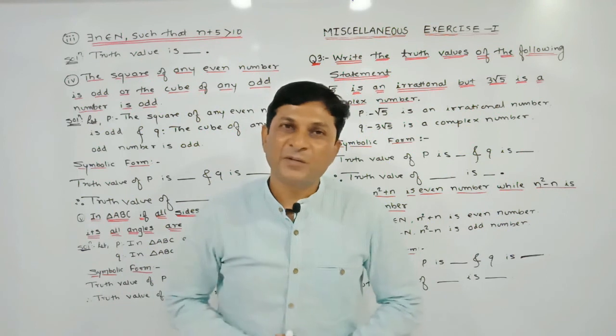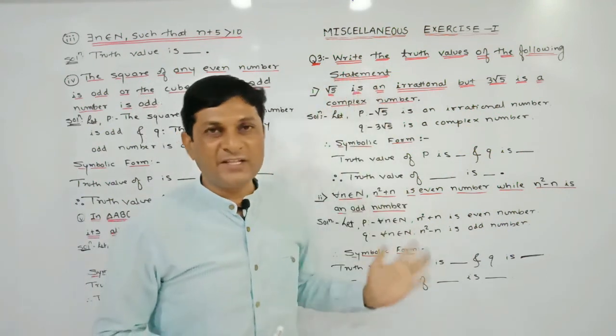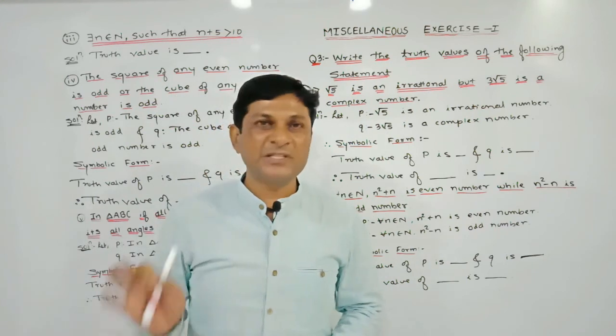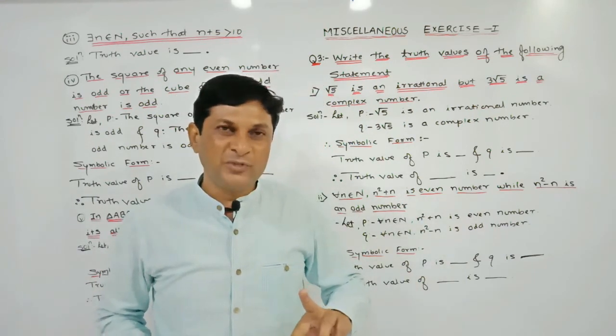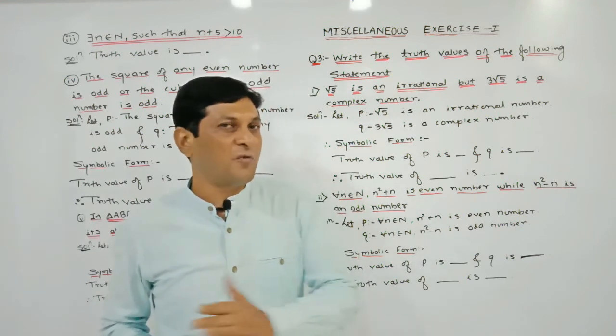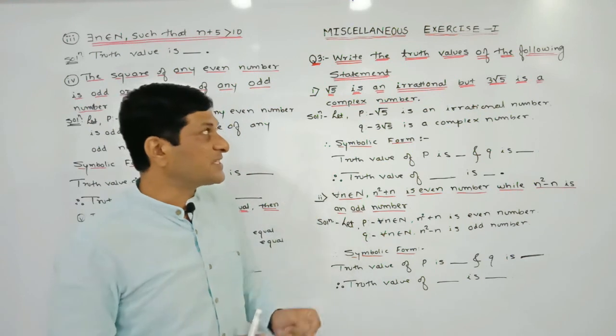Now let us start question number 3. In this question we have to write down the truth value of the following statements. Some statements are given to us, and we have to state the truth value of each given statement. Truth value means we have to check whether it is true, T, or false, F. So let us see the first example.